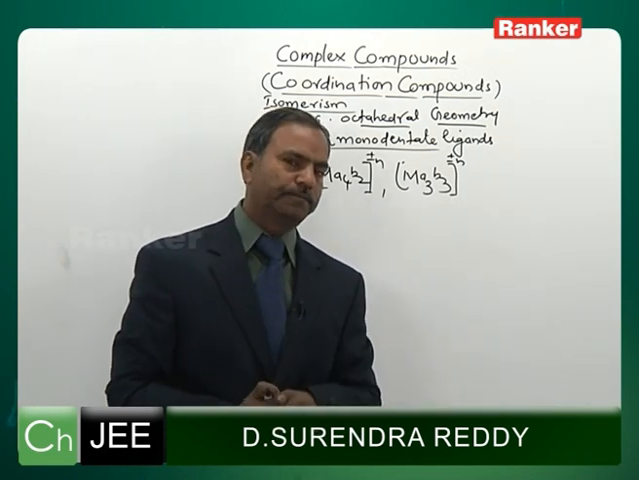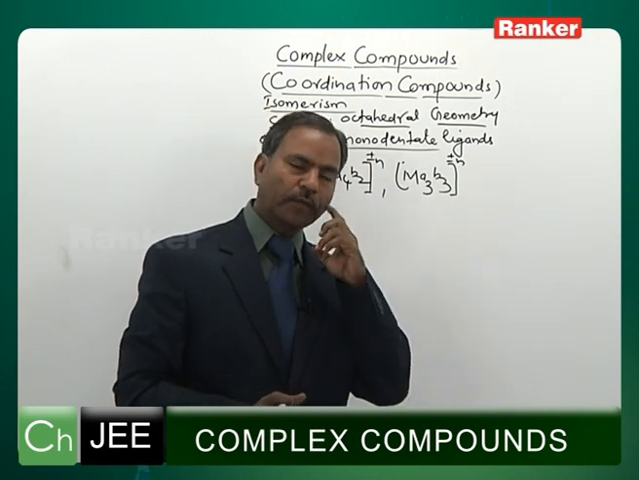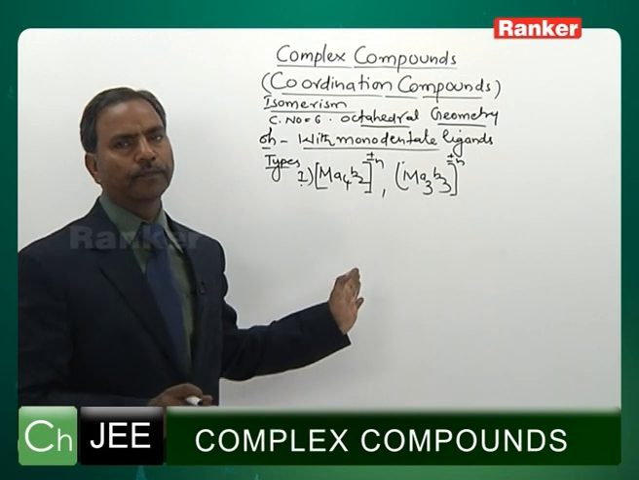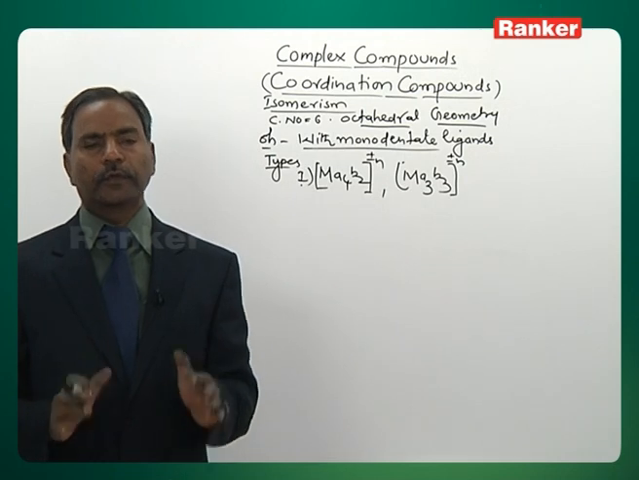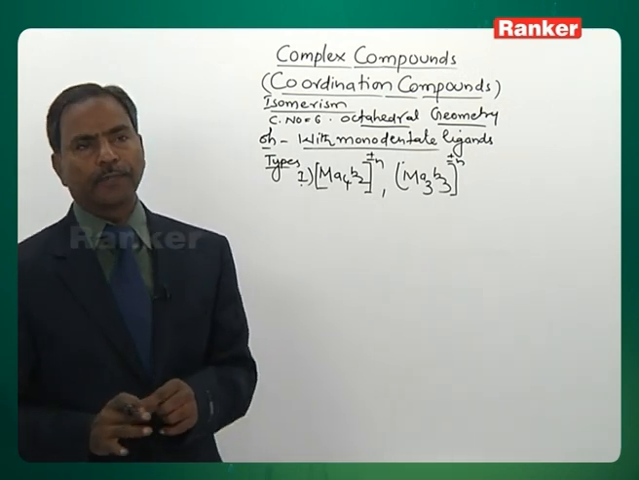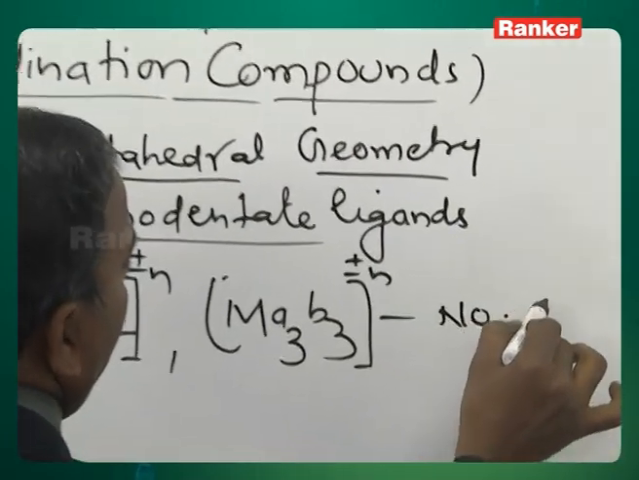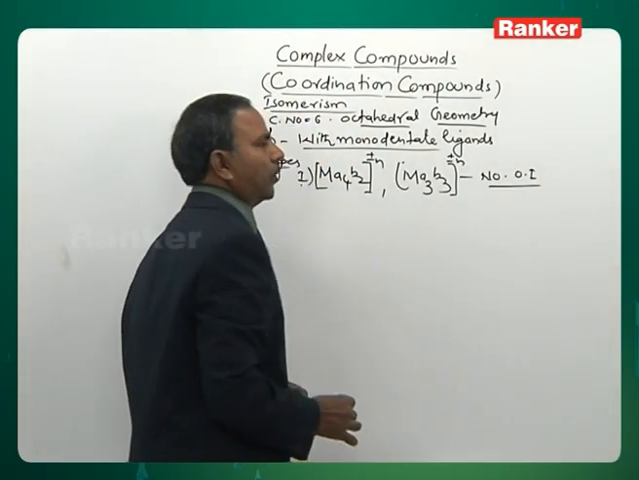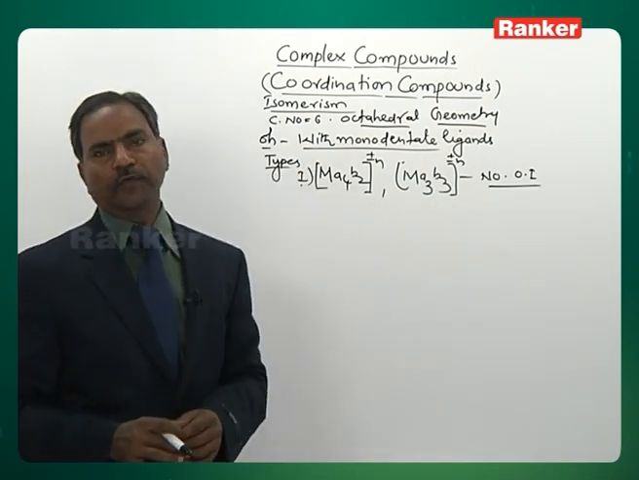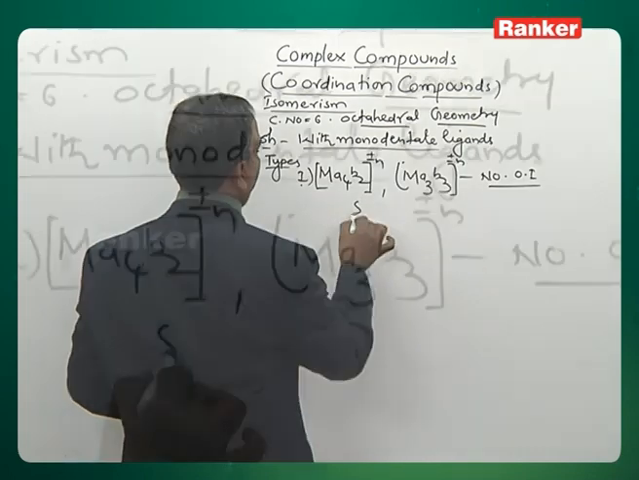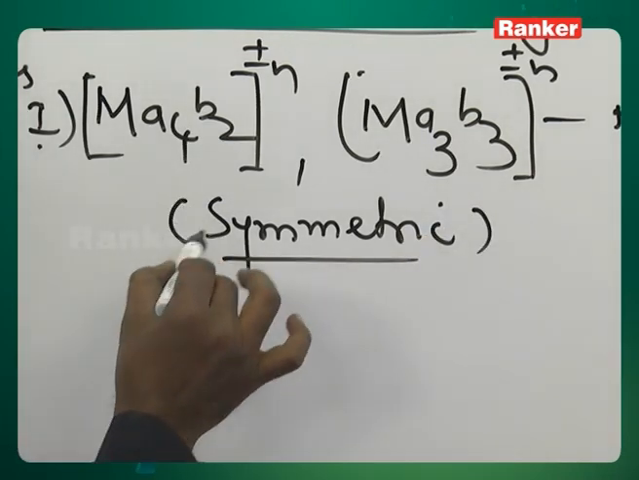We can cut them into equal halves, so they are symmetric. They obey the symmetry elements, either plane of symmetry, center of symmetry or axis of symmetry. These are symmetric complexes, either cis or trans geometries. Therefore these two are not exhibiting optical isomerism: no optical isomerism due to symmetric geometries.